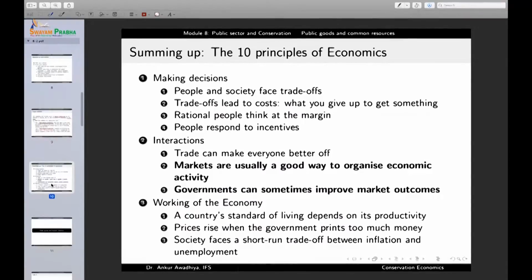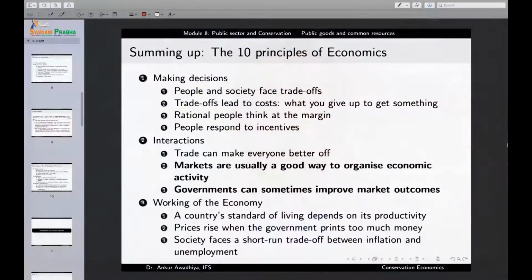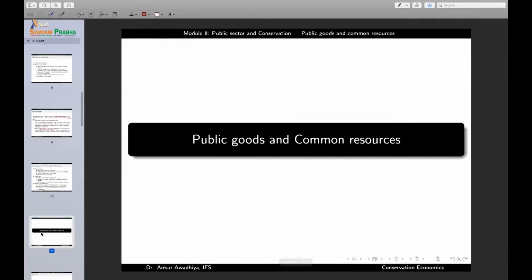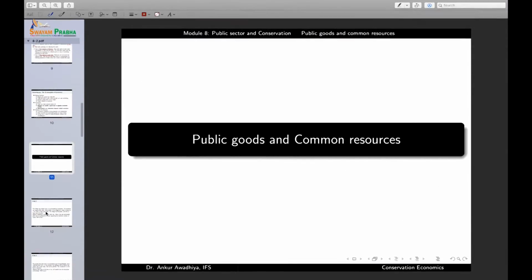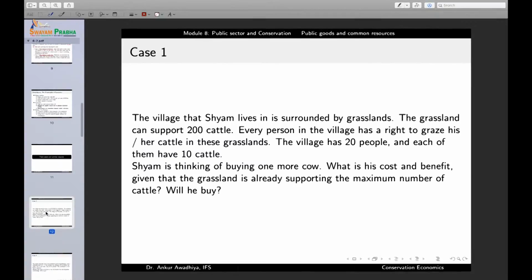So essentially, in the case of externalities, markets are usually a good way to organize economic activity because, as we have observed, people can trade pollution permits, or people can go with the Coase theorem and solve the problem of externalities. But if that does not happen, another option is that governments can sometimes improve market outcomes, as in the case of corrective taxes. Other kinds of goods are public goods and common resources. So let us look at this case.